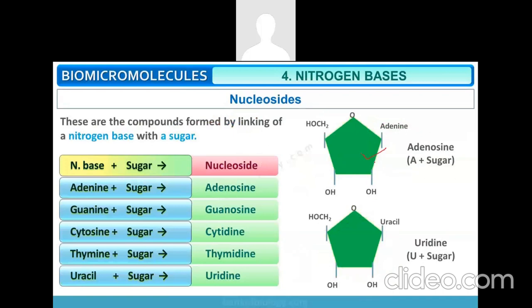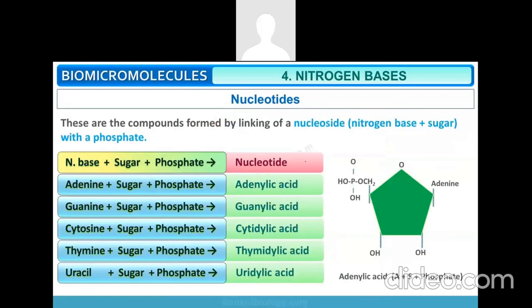Here you can find the basic adenosine. That means there is a sugar molecule, and when that sugar molecule is added along with adenine, that is a nitrogen base added with a sugar molecule, it becomes adenosine. So a nitrogen base plus a sugar is a nucleoside.